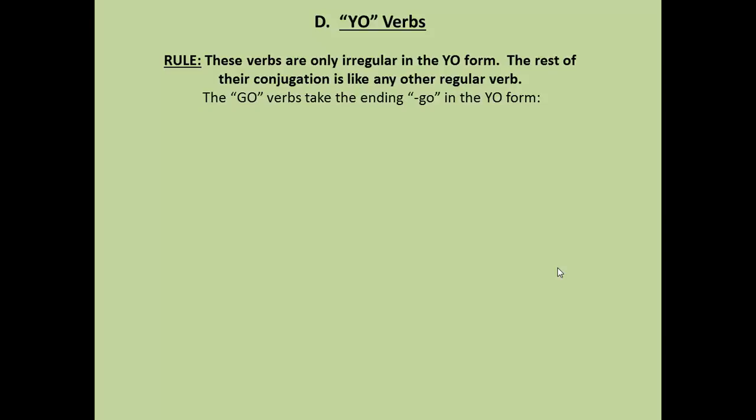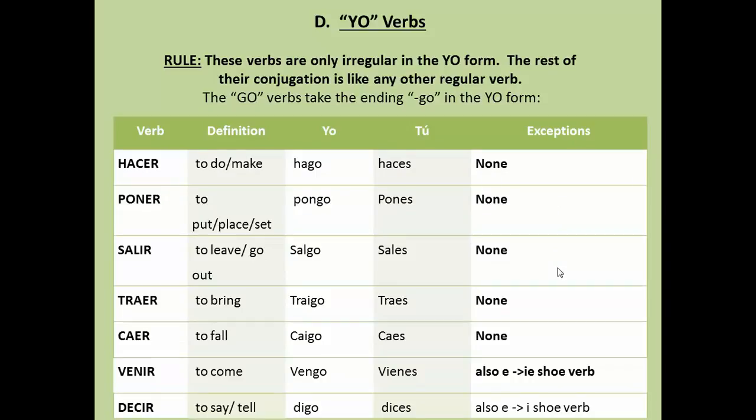Remember, these are irregular only in the yo form. We're also calling them yogos. The rest of their conjugation is like any other regular verb. Okay, the go verbs have the ending go in the yo form. So we call them yogos, we call them yo verbs, we call them go verbs, and here they are. So you can fill these in. So hacer, to do or make, hago, haces, and then the rest of them are regular. So hago, haces, hace, hacemos, hacéis, hacen.